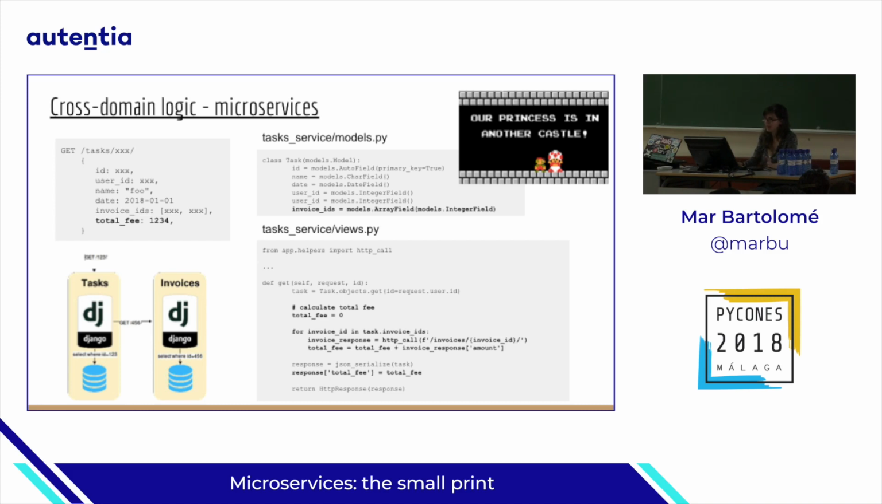So to get it, I need to do it on the view. After I retrieve the task on the view, I go and iterate over my invoices, and for each of them, I make an HTTP call to the invoices service to get the data. After I have the data, I can then compute the total fee and manually append it to the JSON result before returning.